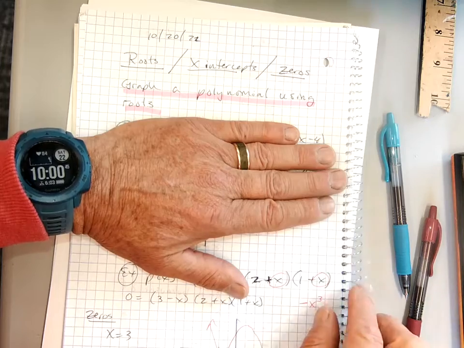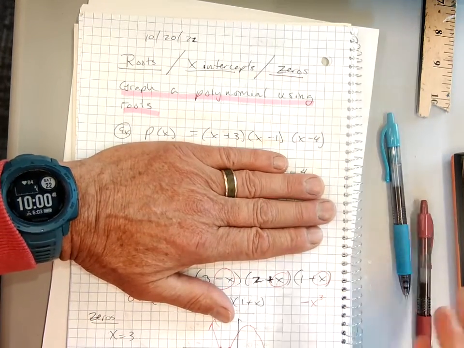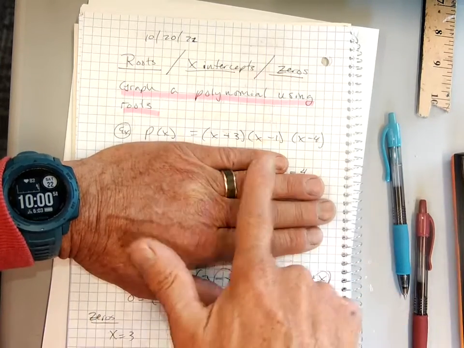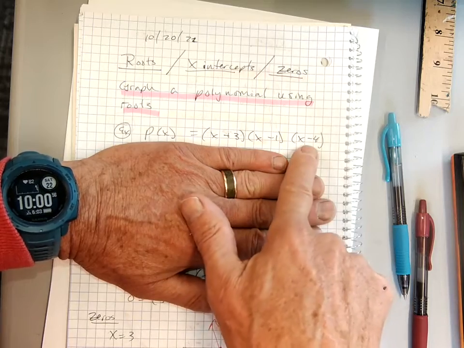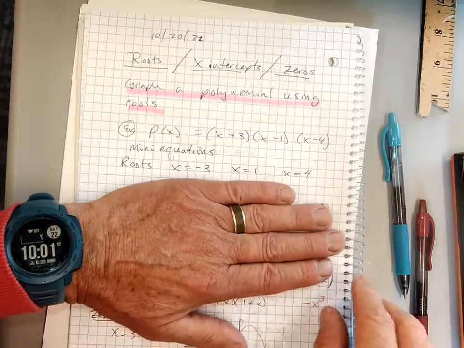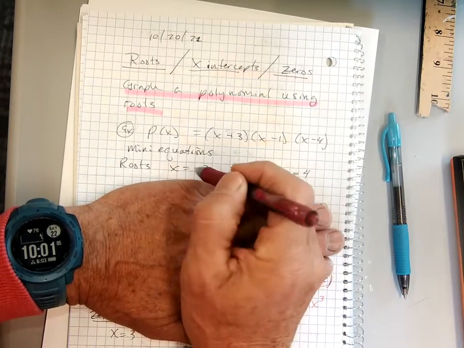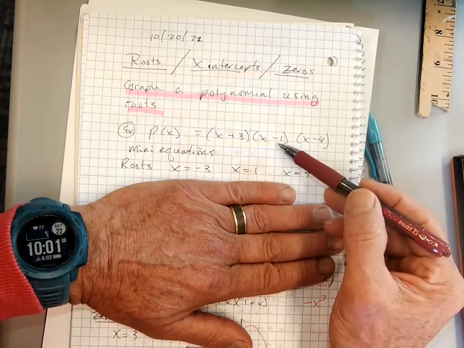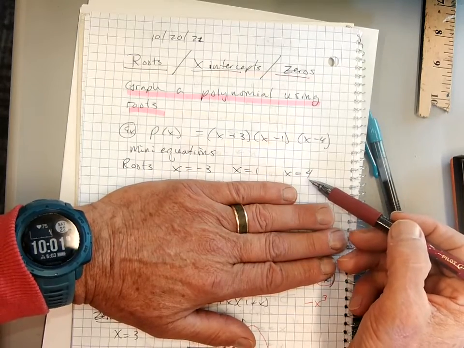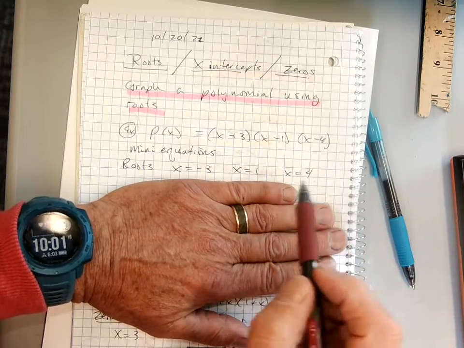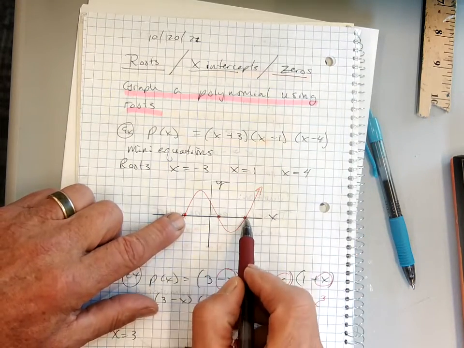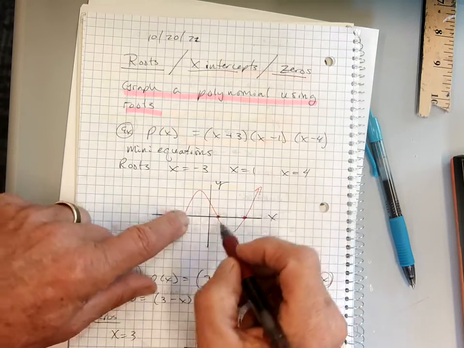Well, let's look at an example. Here we go. I've got p of x. P of x, because it's a polynomial, is equal to (x + 3)(x - 1)(x - 4). So it's already factored. We already have our mini equations, so we can set them all equal to 0 and solve. If I solve this mini equation, I get x equals negative 3. If I solve this one, add 1, I get positive 1. If I solve this one, I get 4. Then I want to graph those x-intercepts. So they go there, there, and there: negative 3, 1, and 4.